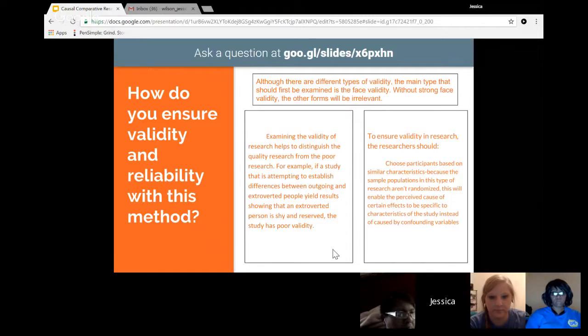And to ensure validity in causal comparative research, the researcher should choose participants based on similar characteristics, because the sample populations in this type of research aren't randomized. This will enable the perceived cause of certain effects to be specific to characteristics of the study instead of caused by confounding variables. I think Libby kind of hinted at this in her slides, just making sure that your sample groups are, I think the word was homogenized. It eliminates the possibility of confounding variables, and confounding variables are just any other thing that can be attributed to why this causal relationship has happened.